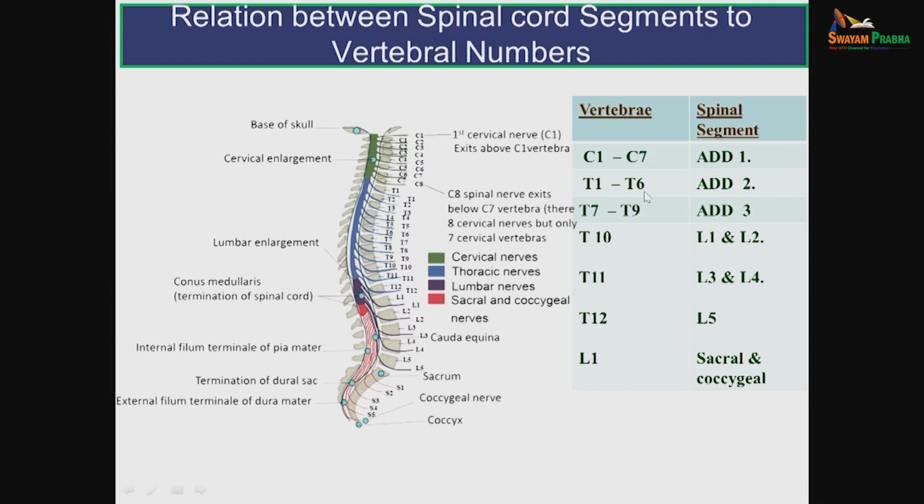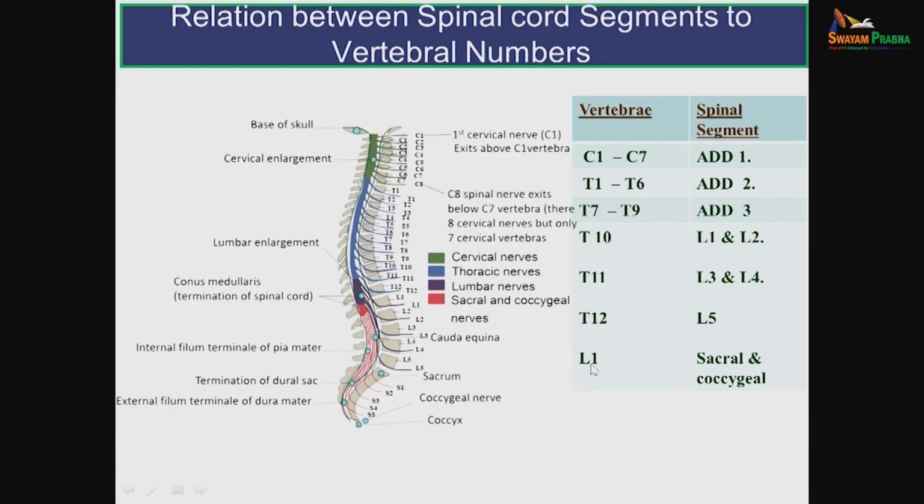In T1 to T6 vertebrae, you have to add 2. For T7 to T9 vertebrae, add 3. That is, the T9 vertebra, when you add 3, will correspond to the T12 spinal segment. There comes the importance of the spinal segment. So, the T10 vertebra corresponds to the L1 and L2 segments of the cord. The T11 vertebra underlying will be the L3 and L4 spinal segments. T12 corresponds to the L5 spinal segment.